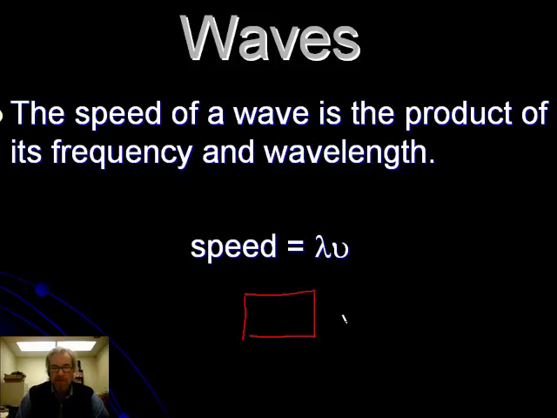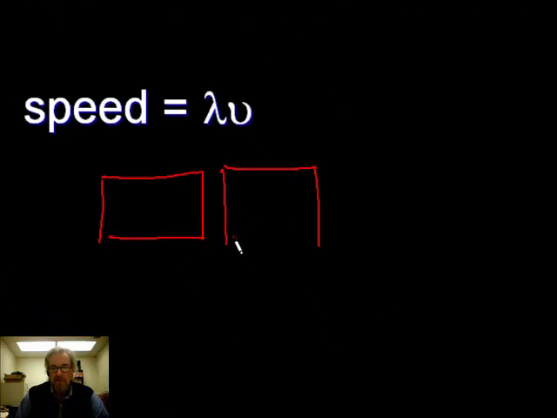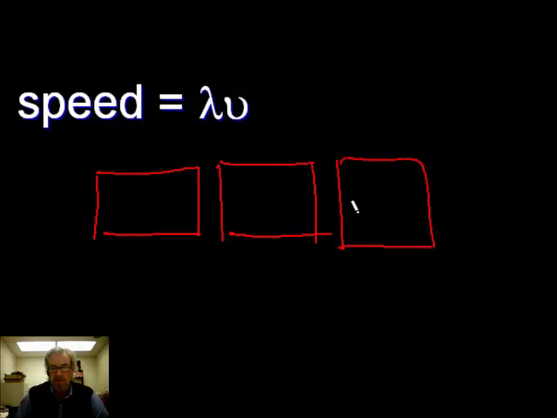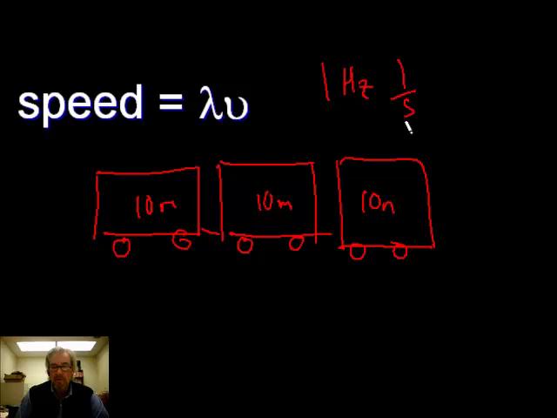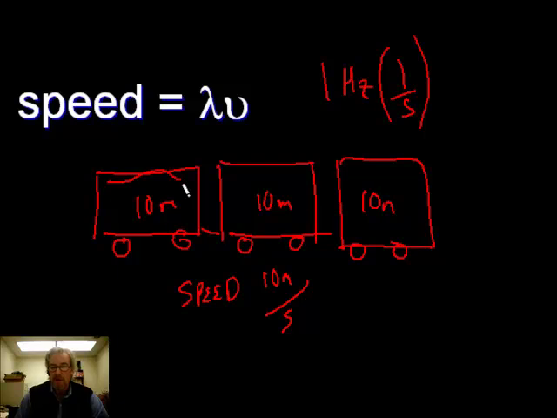If I have cars going past, and the cars are all identical in this train, and each car is 10 meters long, from the hitch to the next hitch, and the frequency of cars going past me is, let's say, 1 Hertz, which means 1 per second. Well, since 10 meters of car length is going past me every second, the speed of this train must be 10 meters per second. So wavelength, or car length in this analogy, times frequency, how often it happens, gives me speed.